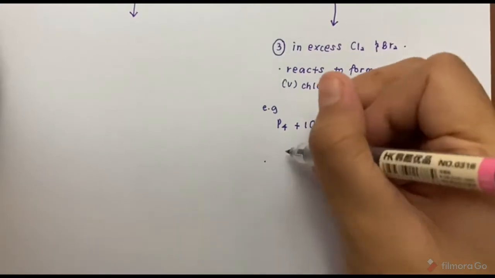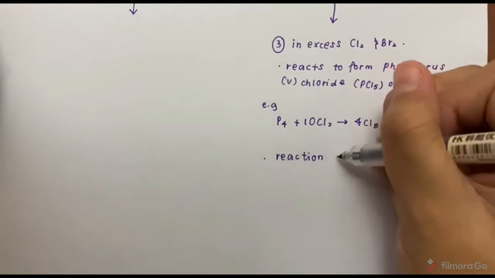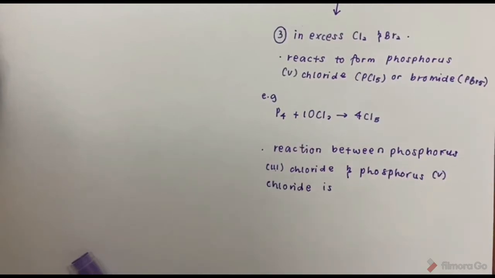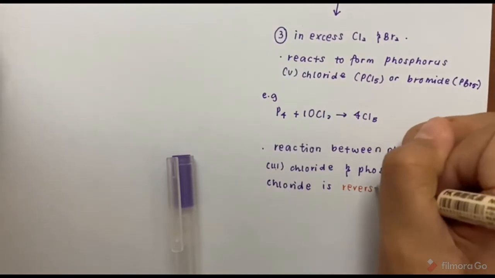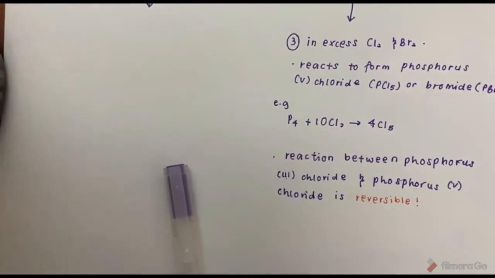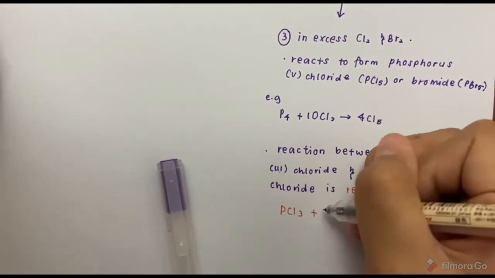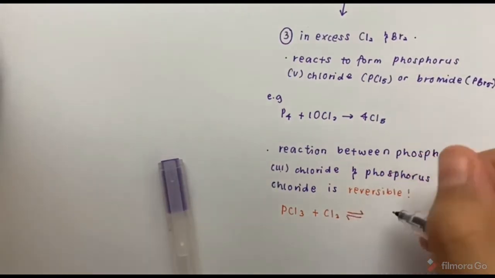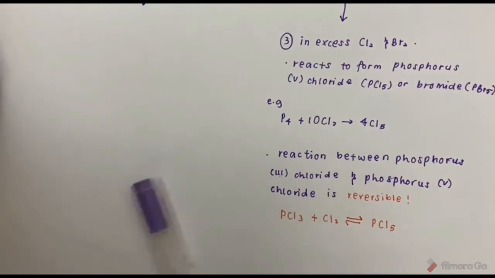Also, the reaction between phosphorus trichloride and phosphorus pentachloride is okay. For this one, we have to highlight it using another pen because it is important. So it is reversible, which PCl3 plus Cl2 will form PCl5, and PCl5 can also return to PCl3 plus Cl2 because it is reversible.